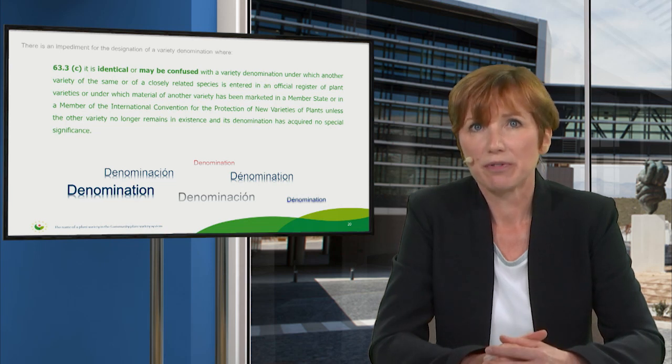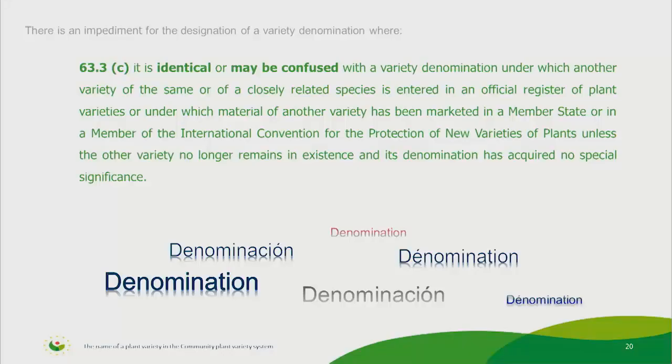So we have seen a series of criteria which may render a denomination suitable or not. But even if a variety denomination fulfills these criteria, this is not sufficient to consider that the variety denomination is suitable. As a matter of fact, it must be checked that the denomination is not identical or similar to another variety denomination of a variety of the same or of a closely related species. So as a rule, a variety denomination that is strictly identical to another denomination of a variety of the same or of a closely related species is not suitable.